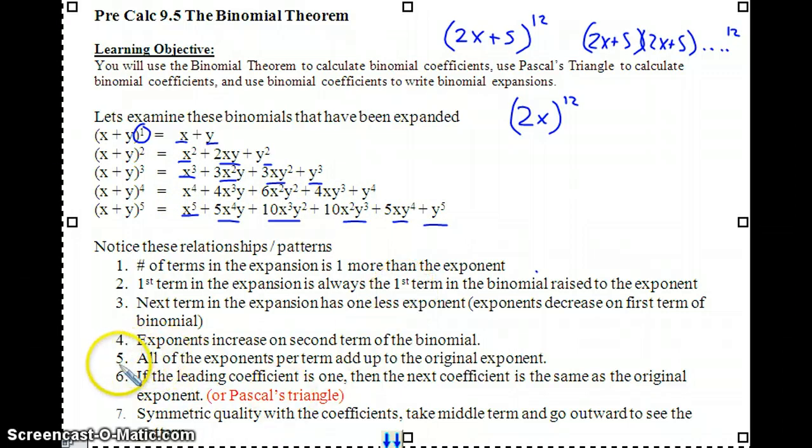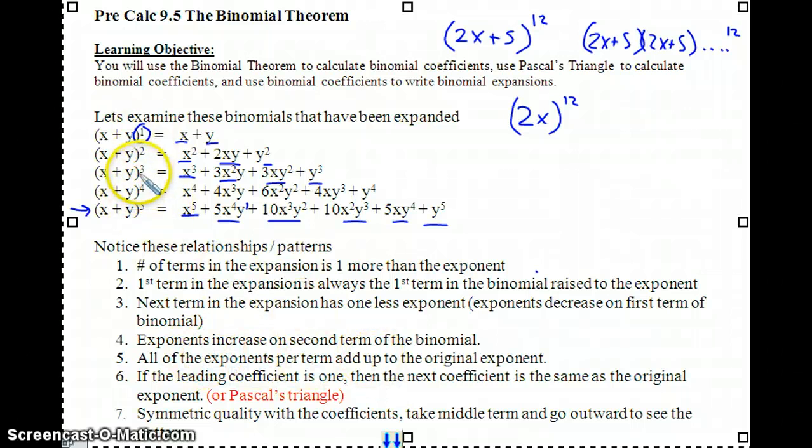The fifth pattern here is that all of the exponents per term add up to the original exponent. For example, if we're looking at this one, (x + y)^5, the original exponent is 5. This term has exponents that add up to 5. This term has exponents 4 plus 1 is 5, 3 plus 2 is 5, 2 plus 3 is 5, 1 plus 4 is 5, and 5 by itself. So all the exponents will add up to be whatever the original exponent is.